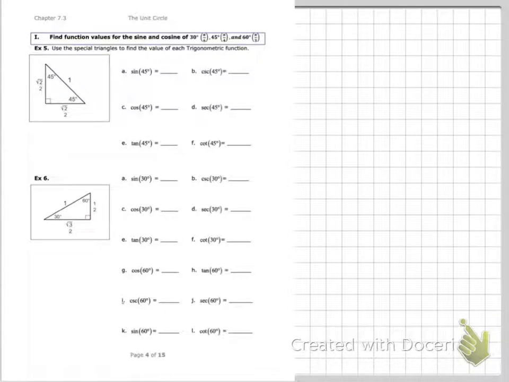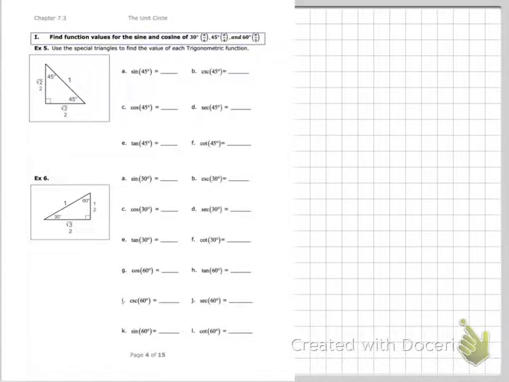Okay, chapter 7.3, the unit circle. This is page 4, and we're going to do this one standalone because it's kind of important to pay attention to what is going on here. So we've got our two special right triangles. The top one is a 45, 45, 90, or an isosceles right triangle. The bottom one is our 30, 60, 90. You will notice that in both cases, the hypotenuse is 1.